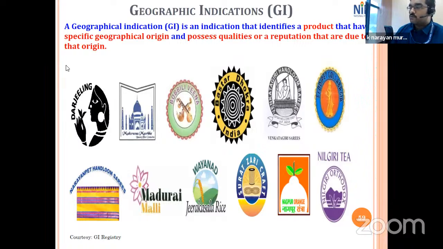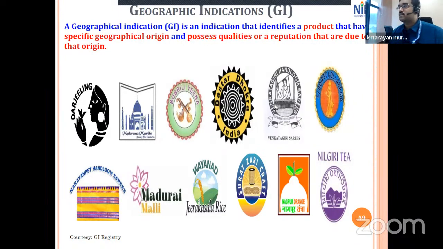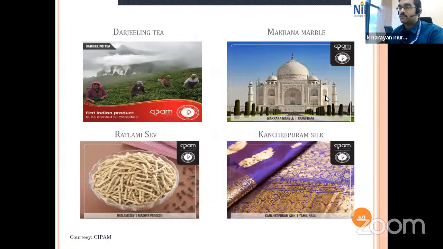For example, you have Madurai Malli, Wayanad Jeerakasala rice, Nilgiri tea, Bastar Dokra. You must have seen a lot of examples in this video also. Some of the examples here are Makrana marble, Ratlami sev, Kanchipuram silk, etc.